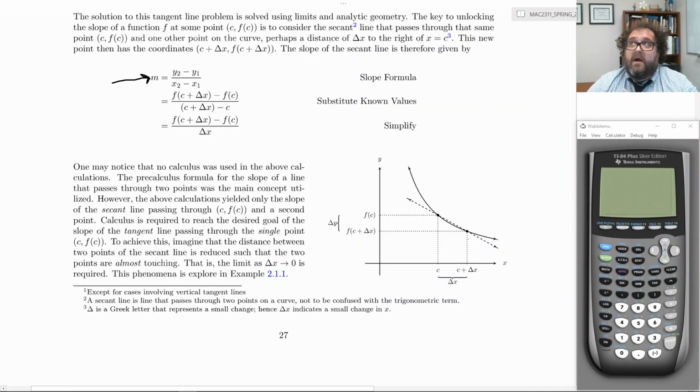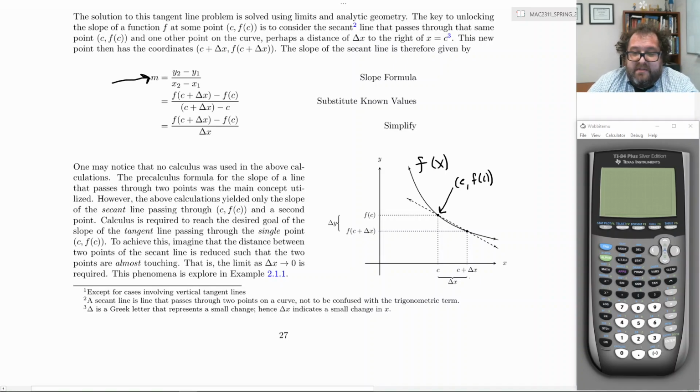Now, what 2 points does it pass through? It passes through C, comma f of C. So this is a curve. I guess I never labeled the curve over here. We have f of x. That's a curve, okay? And then C, f of C is this point right here. So it's the x value, C, and then the y value you get when you plug in, just f of C. We don't have a specific function, so we don't have a specific number to put there, okay?